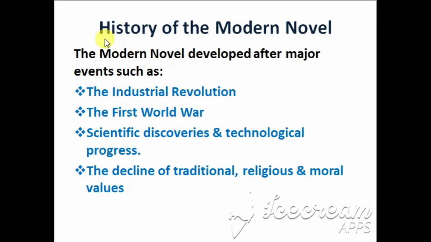Now we will look into the history of the modern novel. The modern novel developed after major events such as the Industrial Revolution, the First World War, scientific discoveries and technological progress, and the decline of traditional religious and moral values. These changes made writers question old beliefs. In their novels, they began to explore the uncertainty of modern life.